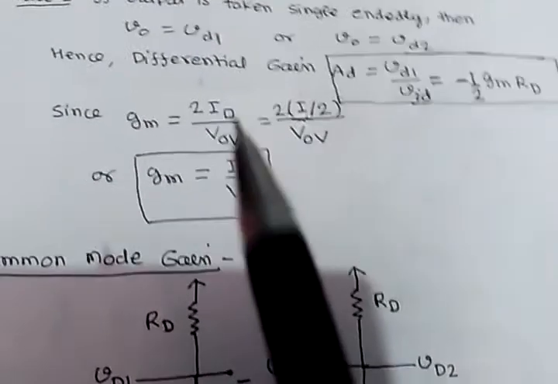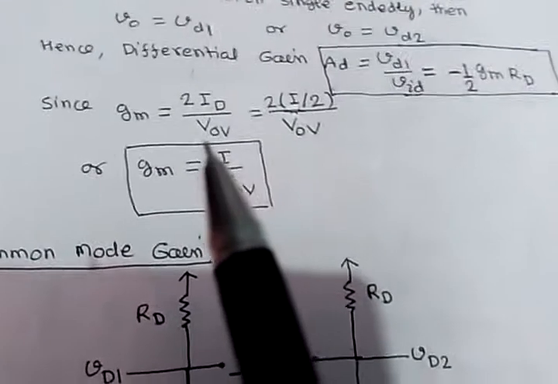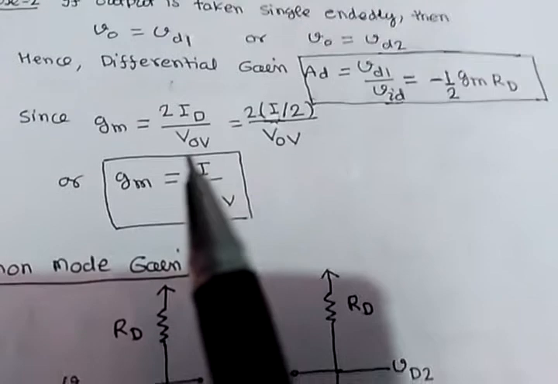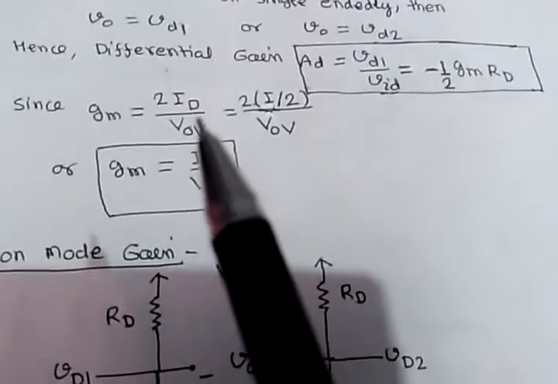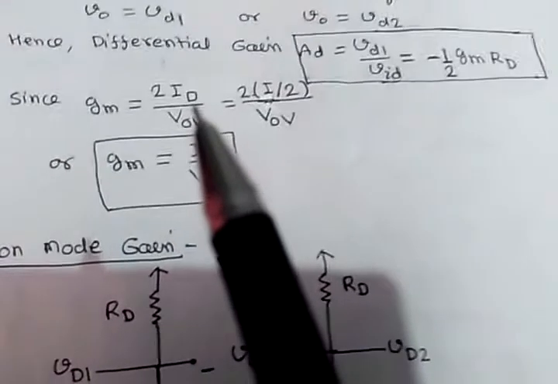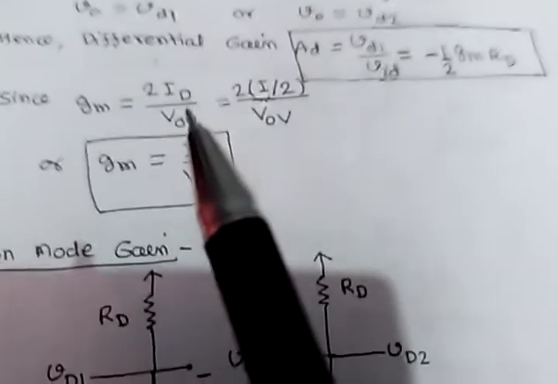We already know gm equals 2ID upon VOV. Here VOV is the overdrive voltage of MOSFET. ID is the drain current in the absence of input signal.